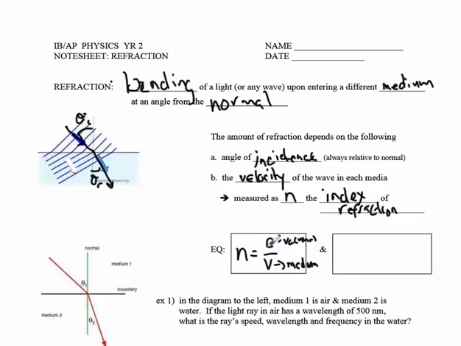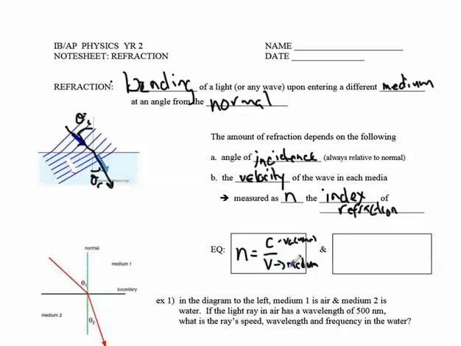So if I've got light in a vacuum, c, and the speed of light in a vacuum is also c, the index of refraction of a vacuum is 1. If I look at the speed of light in air, I will see that the ratio of these two is just a little bit over 1, 1.0009 to be more exact. For all intents and purposes, the index of refraction of air is 1.